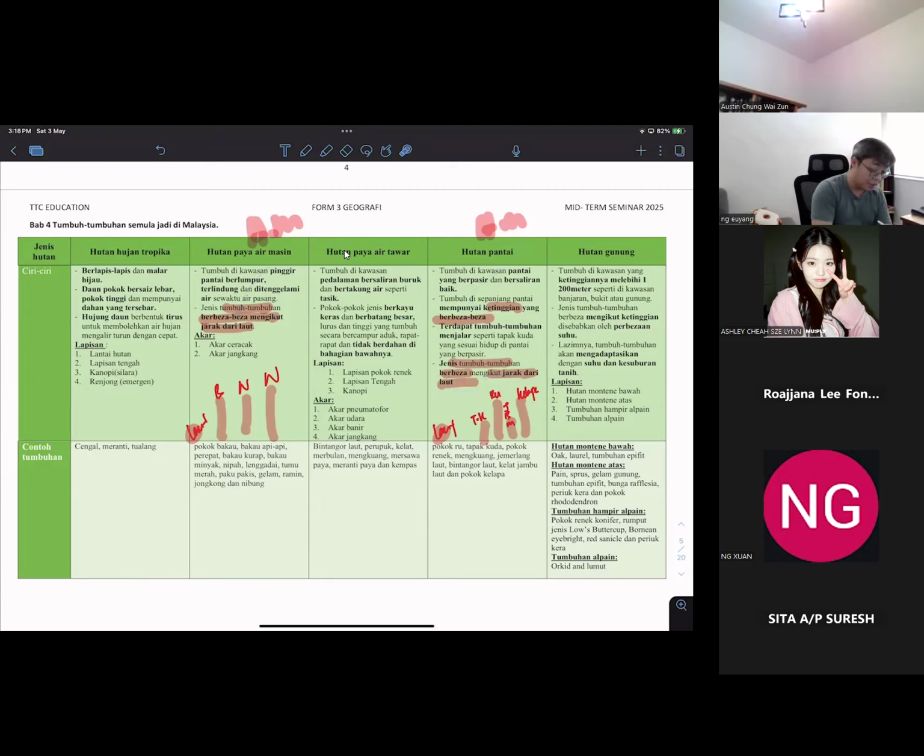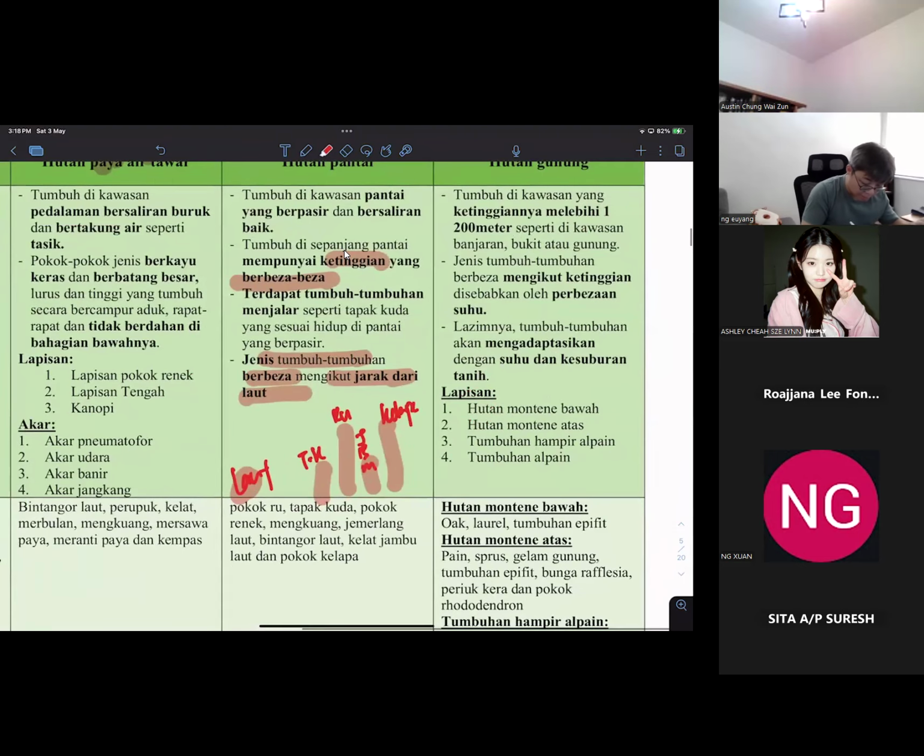Okay, so for the hutan hujan tropika, hutan paya air tawar, and hutan gunung, it is all air tawar, right? So we have 4 layers here. Montane bawah is the bottom layer, so that's supposed to be written as your 1, 2, 3, 4, following the lapisan from the lowest until the highest one. So montane bawah, montane atas, hampir alpine, and alpine.